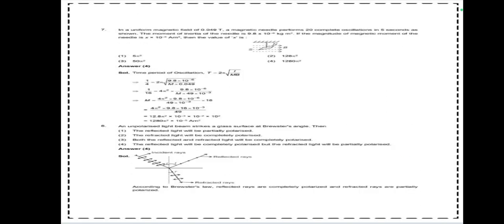Question number 7. In a uniform magnetic field of 0.0949 T, a magnetic needle performs 20 complete oscillations in 5 seconds. The moment of inertia of the needle is 9.8 into 10 to the power minus 6 kg meter square. If the magnitude of the magnetic moment of the needle is x into 10 to the power minus 5 A m square, then the value of x is. Answer is 4, 1280 pi square.